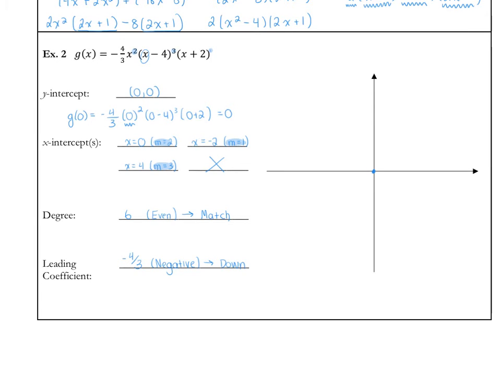So let me start adding some more information to my graph. All right, I now know the ends of my graph both point down, so I'm going to add that in. And let's see, I already have an x-intercept plotted at x equals 0. And then I just need one at negative 2 and positive 4.